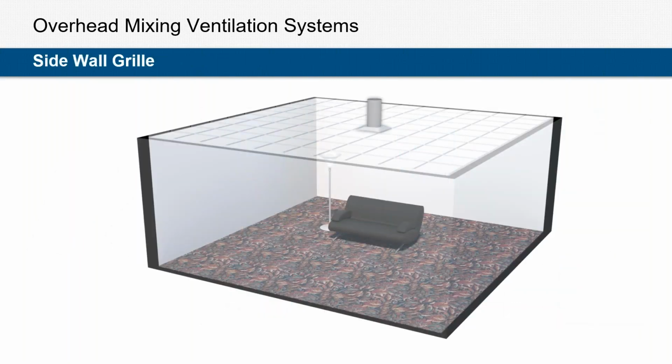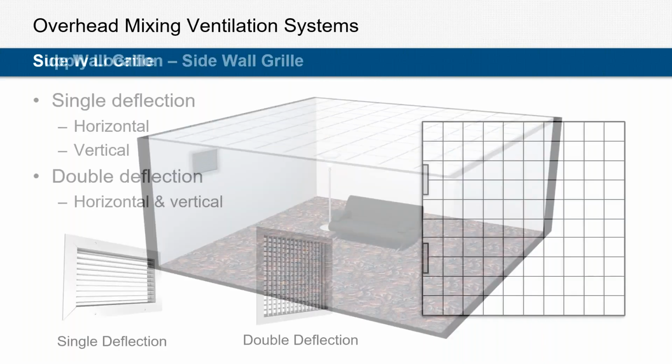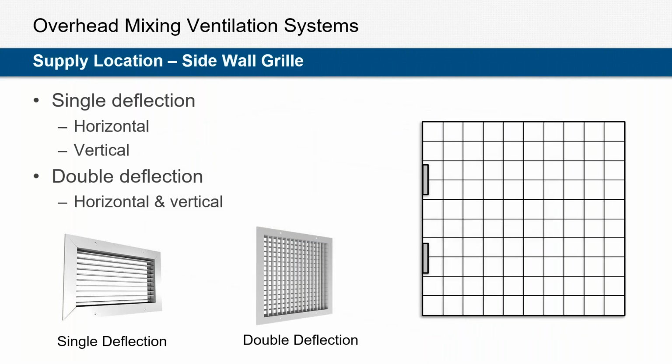If there is absolutely no room for diffusers in the ceiling, a sidewall grill might be an option. And this is popular in condos and hotels, in the idea that the grills would be located in the sidewall. They're available in single deflection and double deflection, and they're located on the sidewall and they project horizontally into the room.